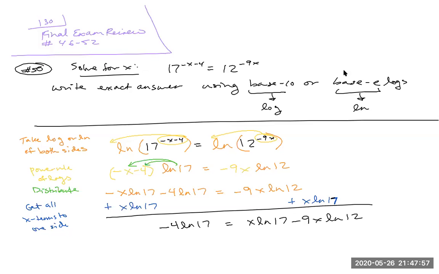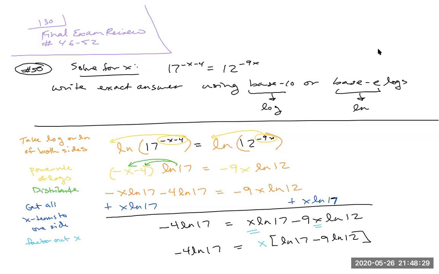Okay, now what we're going to do, we're going to factor out x on the right-hand side here. So we're going to have x times this big quantity, ln 17 minus 9 ln 12 on the right side. We have negative 4 ln 17 on the left side.